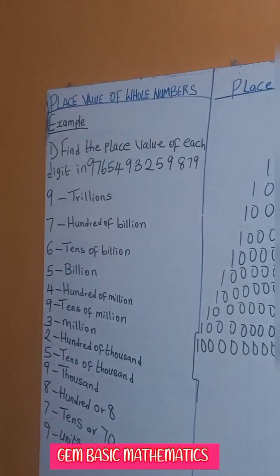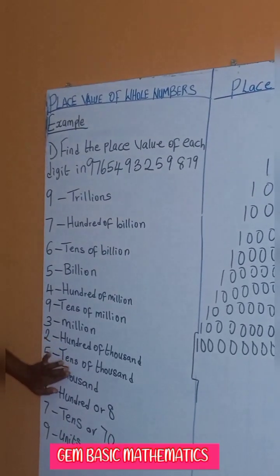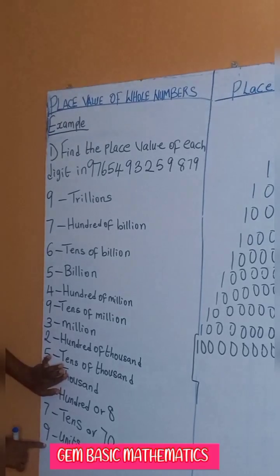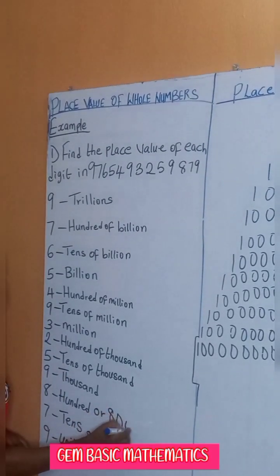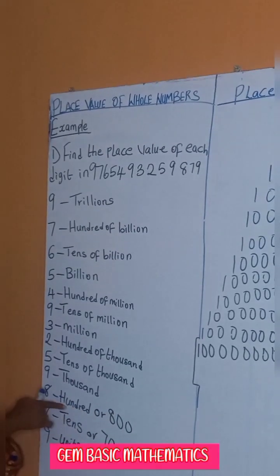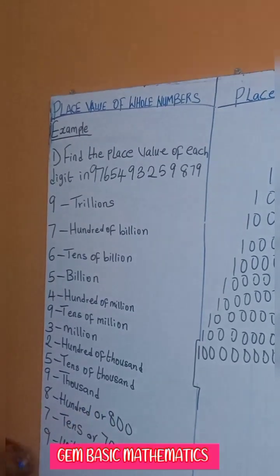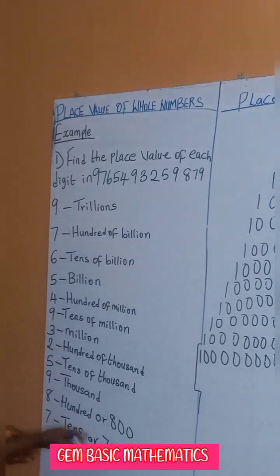Now the second one we have here is 8. After writing 8, what will you do? Cover it. We have two numbers here, and we assume that those two numbers are zeros. So you're writing 0, 0. So you have 800, that is 8 hundreds or 800, depending on how you want to write it.